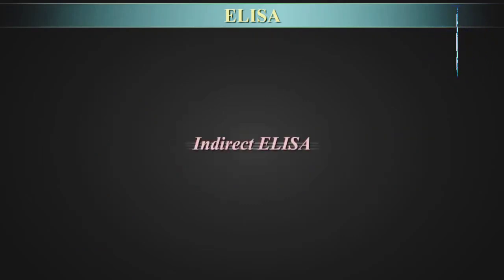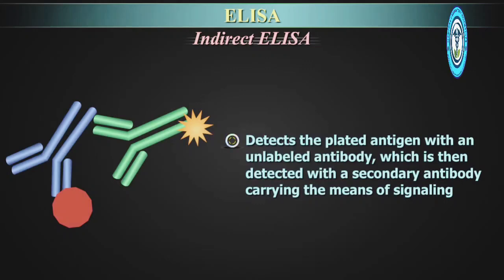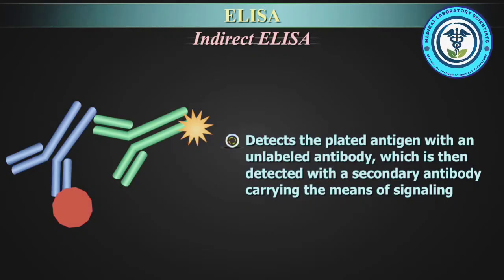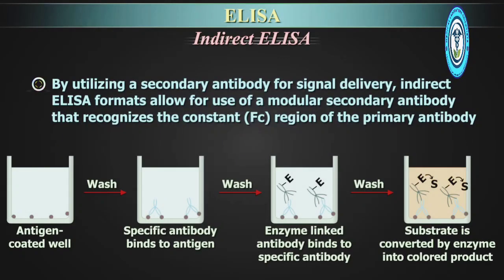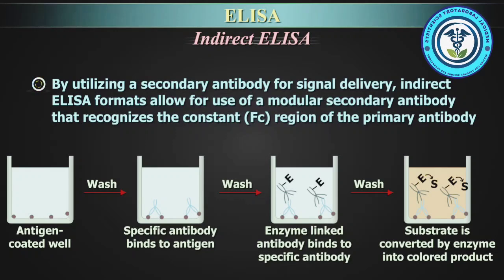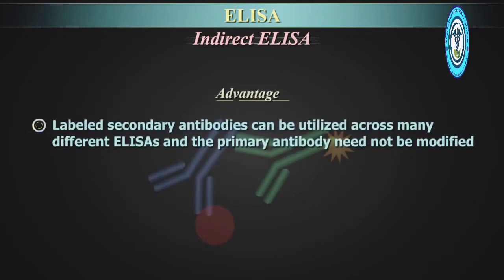Indirect ELISA. An indirect ELISA detects the plated antigen with an unlabeled antibody, which is then detected with a secondary antibody carrying the means of signaling. By utilizing a secondary antibody for signal delivery, indirect ELISA formats allow for use of a modular secondary antibody that recognizes the constant region of the primary antibody. Advantage: labeled secondary antibodies can be utilized across many different ELISAs, and the primary antibody need not be modified.